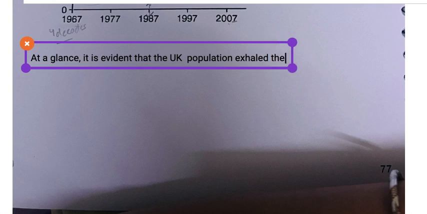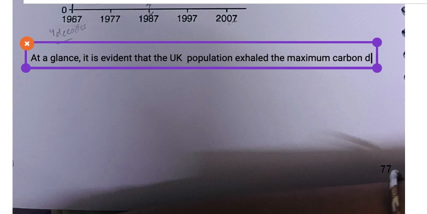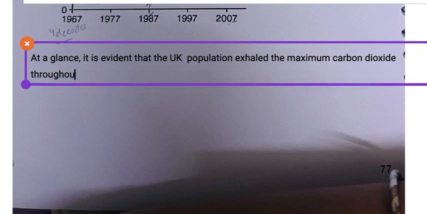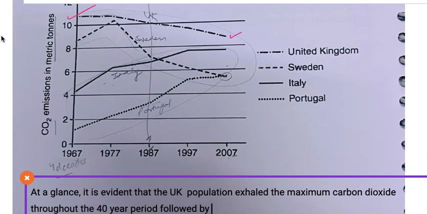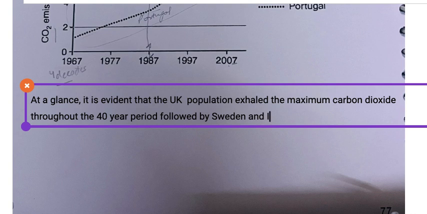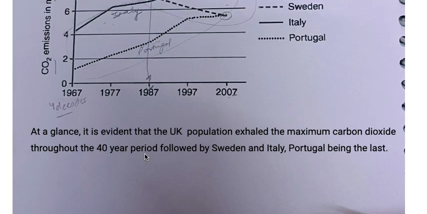You will say at a glance, it is evident that the UK population exhaled the maximum carbon dioxide throughout the 40-year period, followed by Sweden and Italy, and Portugal being the last. This is evident, right?